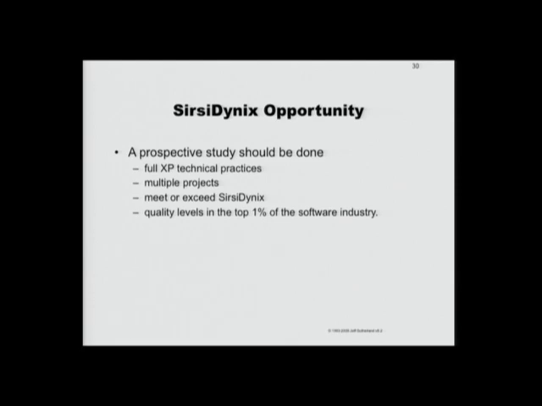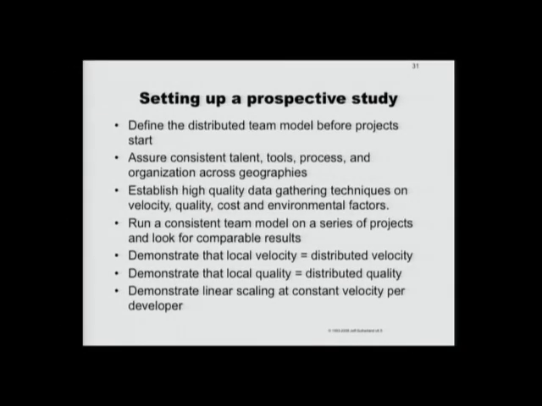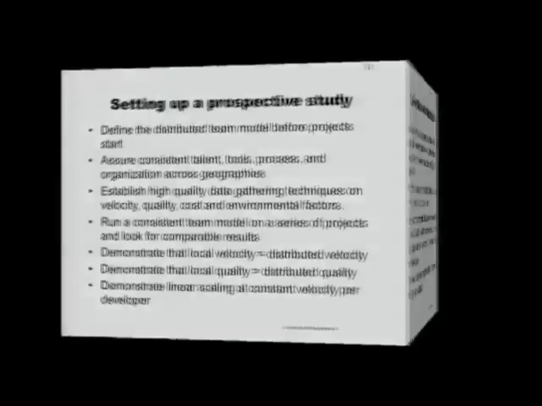So a company in the Netherlands looked at this and said, we're going to try this and see if it works. So they defined the distributed team model. They ensured consistent talent across geographies, established high-quality data gathering, ran consistent models, and the goal is local velocity equals distributed velocity, local quality equals distributed quality, and scaling is linear at constant velocity for developers. That's what we want to demonstrate through a series of pilot projects.